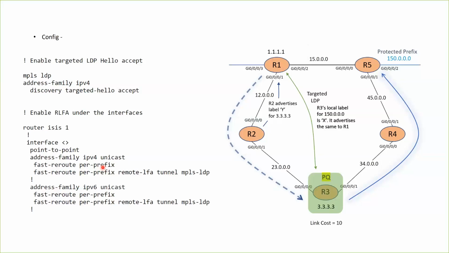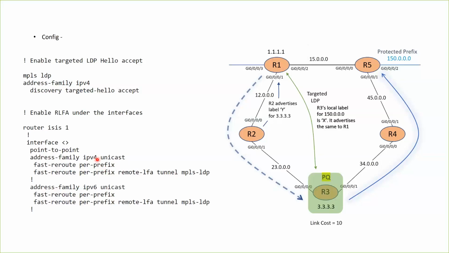So, generally you have local LFA enabled always. Along with local LFA, you will have RLFA or TI-LFA. That's the way it works. And if local LFA is available, always prefer local LFA, even if you have an RLFA or TI-LFA path, just for efficiency's sake.